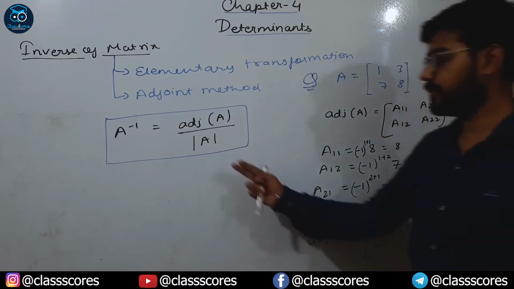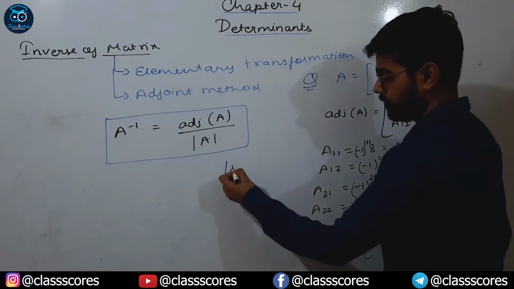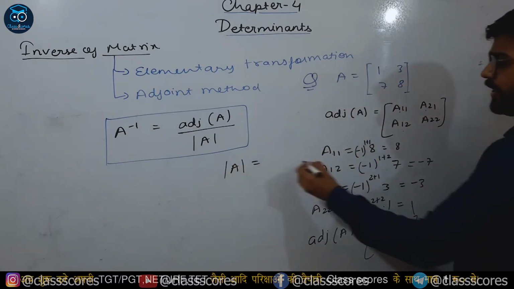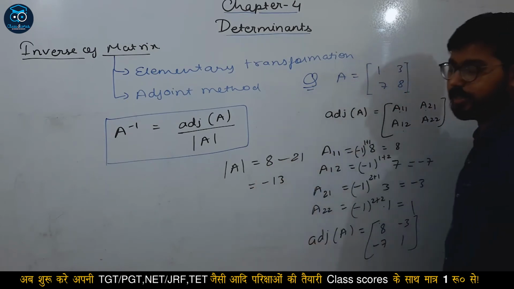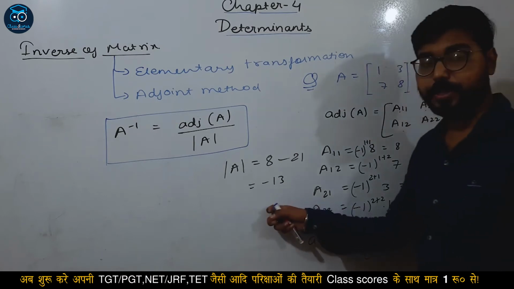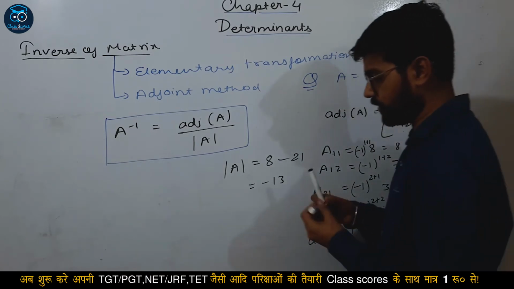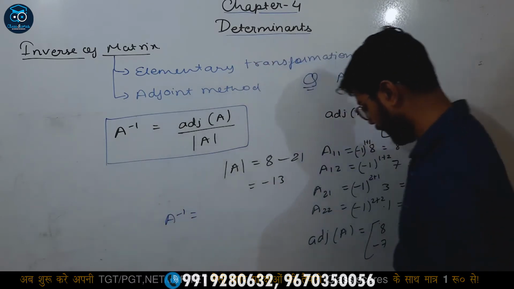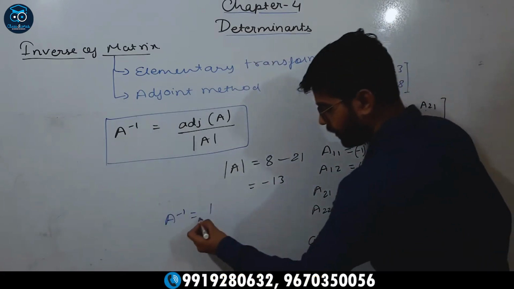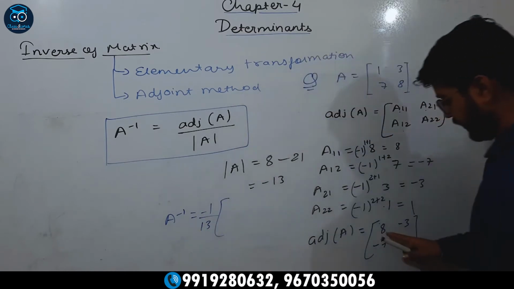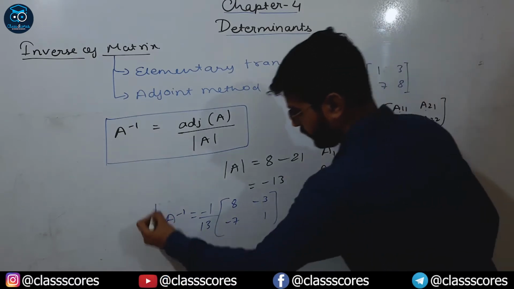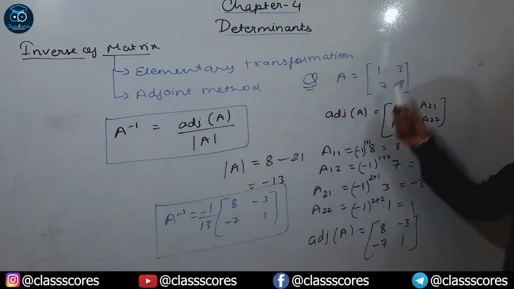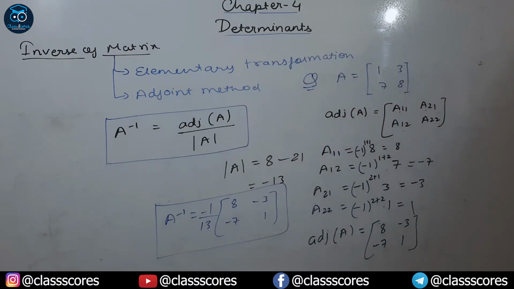Now what do we need? Determinant of A: 1 into 8 is 8, minus 7 into 3, 21. 8 minus 21 is minus 13. Now we have adjoint of A and determinant of A, so A inverse is 1 upon determinant of A times the adjoint, that is 1 upon the determinant into 8, minus 3, minus 7 and 1. This is the required answer for this question. I hope it is clear to all of you. Now please pause the video to note it down.